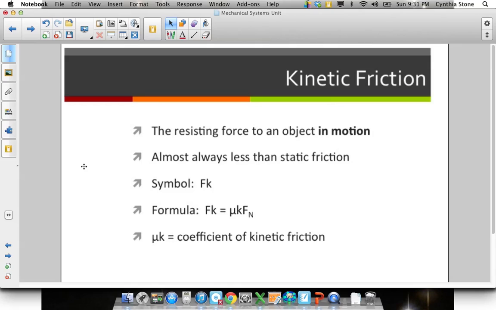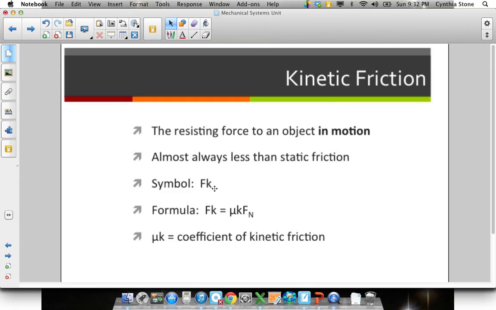The other kind of friction is kinetic. We call it kinetic friction here at school. You noticed on that table it didn't mention kinetic. Kinetic and sliding friction are the same thing. That's kinetic friction, and it's like you've got an object in motion already, and it's the resisting force, okay? It's the friction when something's already moving.